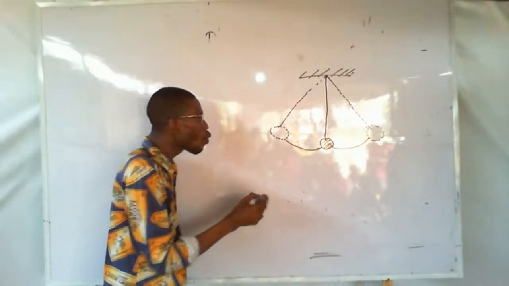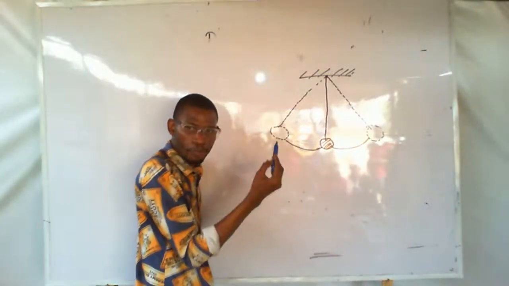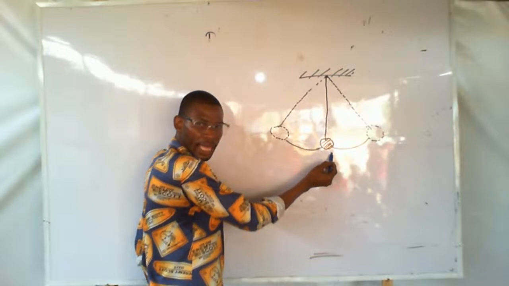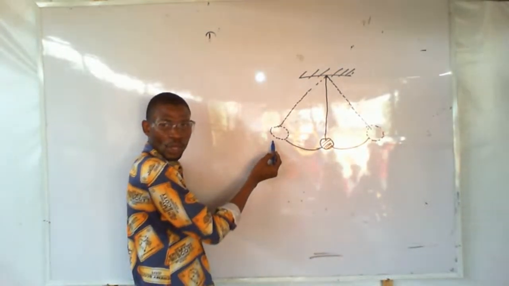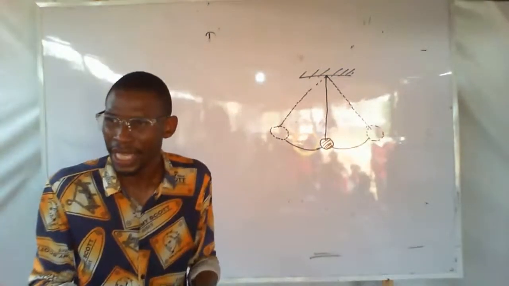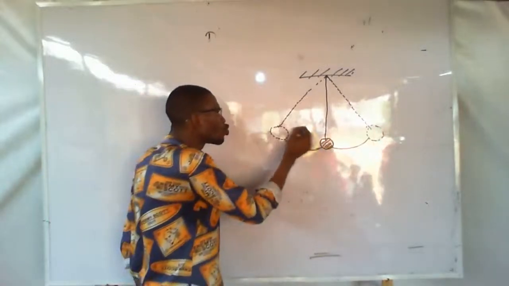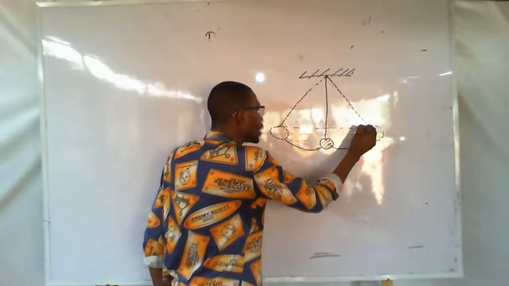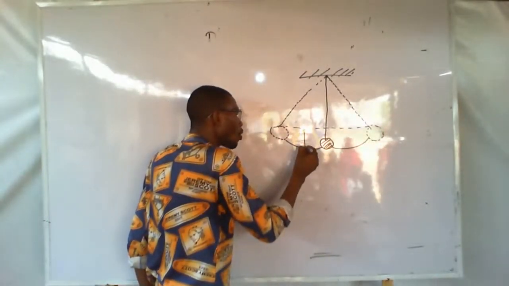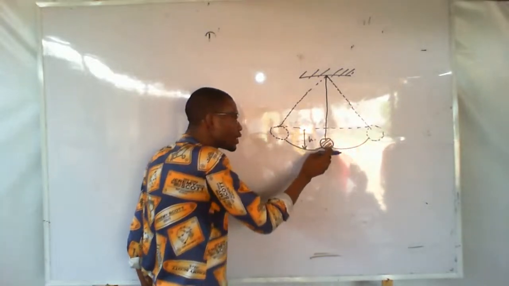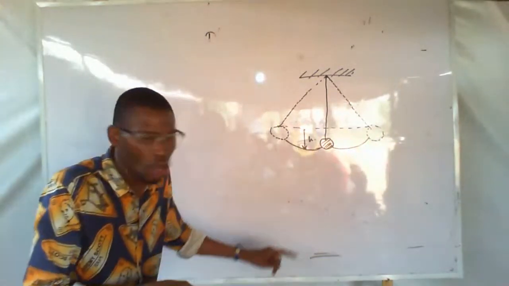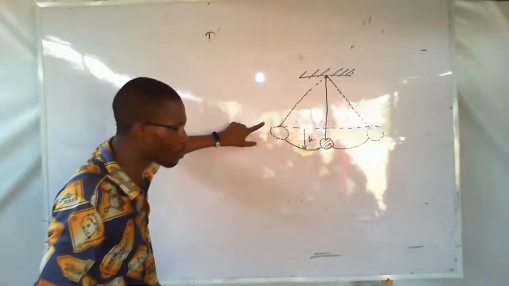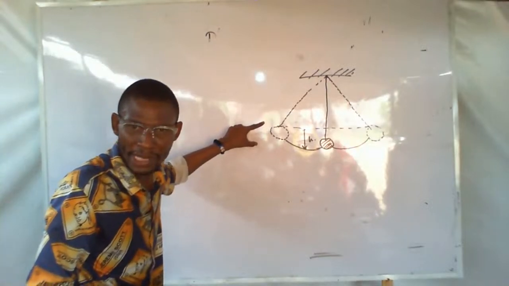Now, as the bulb is moving from point A to this point here, the only thing we observe is that between these two points, we can measure the height which this bulb covers, from this point to this point. Are we getting that now?